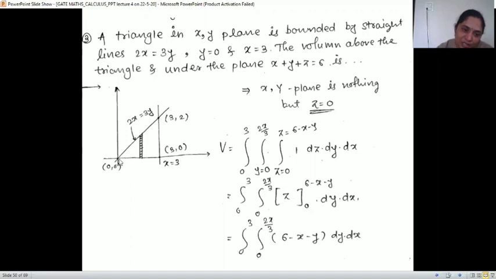So x is y is this, and 1 point something will go slightly above the x is y line, that is this, 2x is equal to 3y. Then y is 0, that is the x axis. Then x is 3, that is parallel to the y axis. Here is the line x is 3.